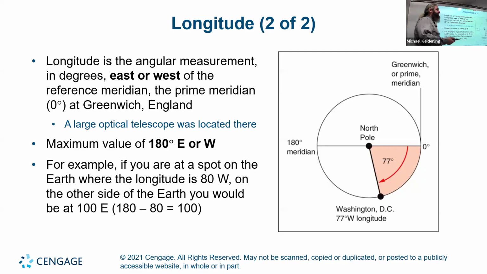There's a maximum value of 180 degrees east or west. Both of those are the same position because it's opposite zero. If you're at a spot on the earth where the longitude is 80 degrees west, for the other side of the earth, you would subtract that 80 degrees from 180 degrees to figure out where you are. So 100 degrees east would be opposite 80 degrees west because 180 minus 80 is 100. So if you were at 60 degrees west, the opposite side of the earth from you would be at 120 degrees east.